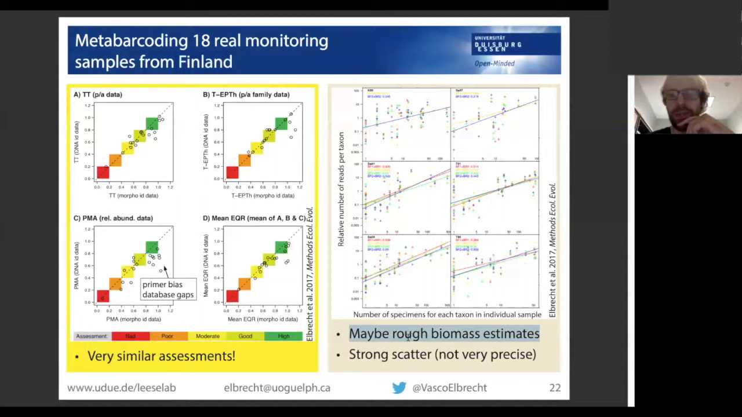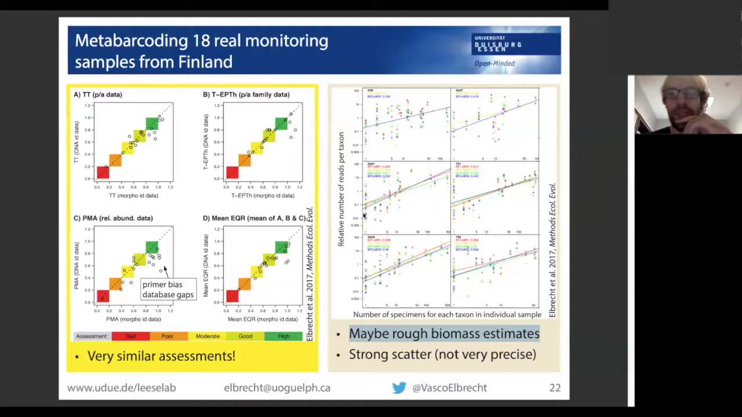So here we see the amount of sequences we obtain for each species, and this is a species count. And we would expect a one-to-one relationship here, but we can see that there is quite a lot of scattering. So this is basically mainly primer bias, where it's not possible to get very precise estimation of biomass. And also, this is just species counts, so those might have different biomass as well, which is not accounted for here. So you can get rough estimates of biomass, but you won't be able to get abundance. So it's not super precise.